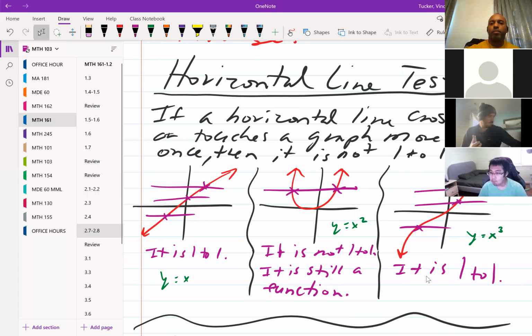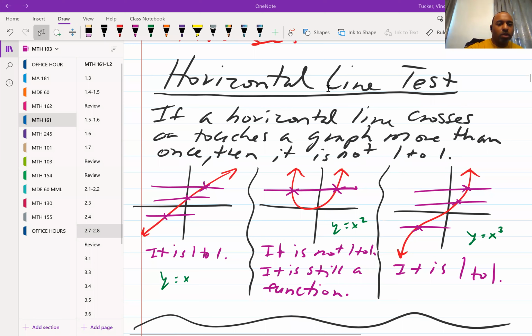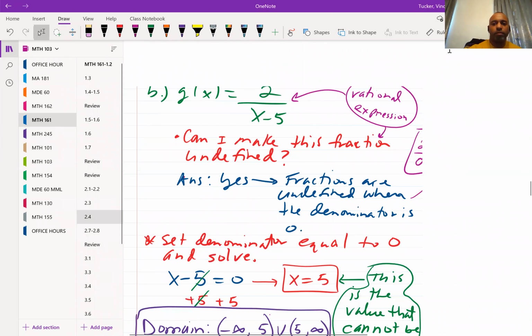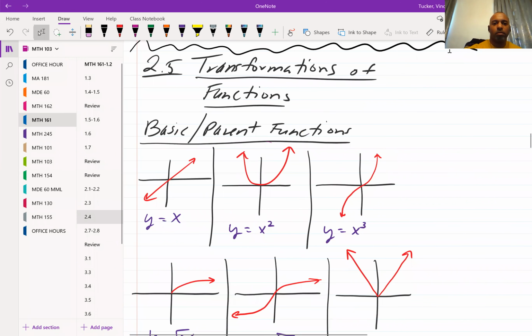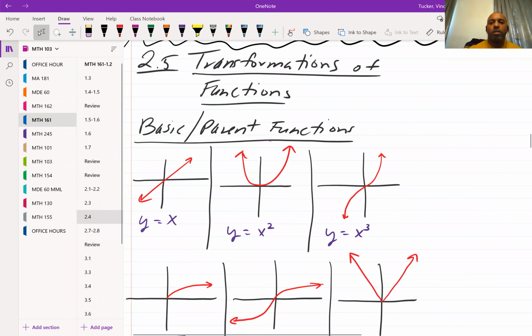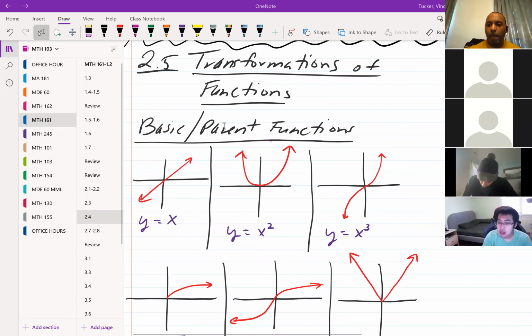All right, let's see. So last class we closed out 2-4. Oh, somebody else coming in. Let me get that. So let's go to 2-5. This is where we're going to start. All right.